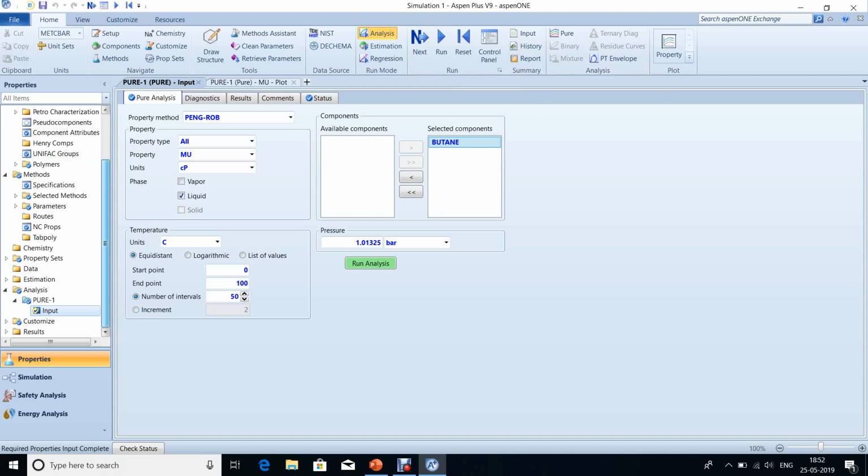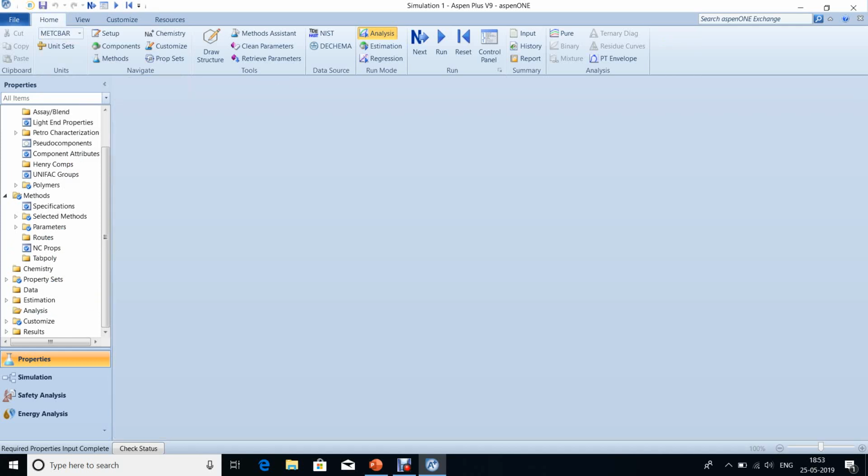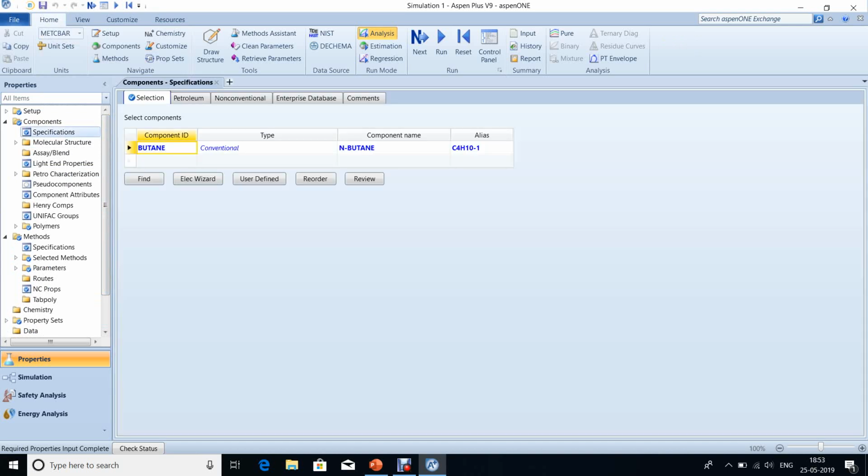Now let us delete this. Okay, I have deleted this. Then let us again go to specification. Now I would like to mention that it is not required to delete.